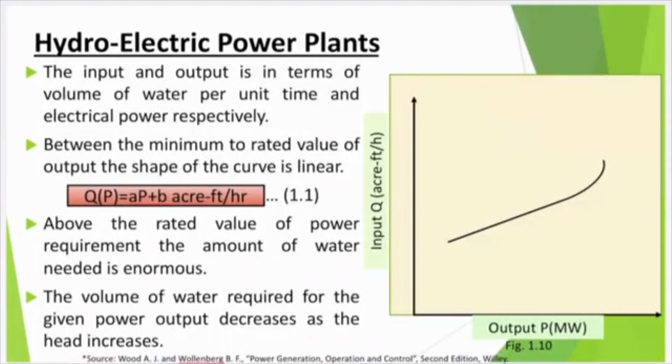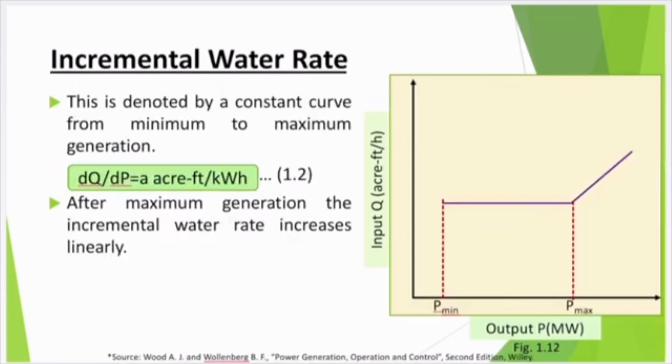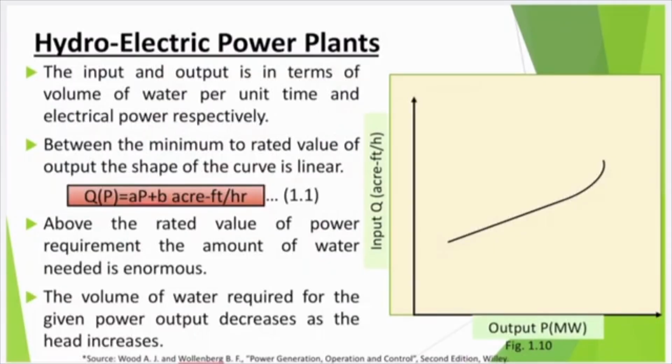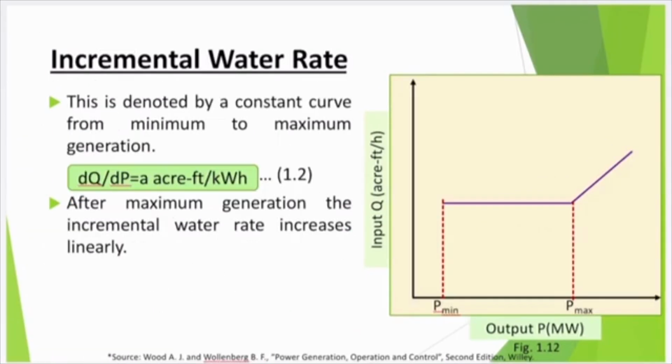Okay, so this is the characteristic where the input is my cubic volume of water and the output is my power generated. Now you can also plot the incremental water rate. So you have to differentiate, that is dq upon dp. So when you differentiate the previous characteristic, as you could see, AP plus B, after differentiation, it is purely a constant, acre feet per kilowatt hour.